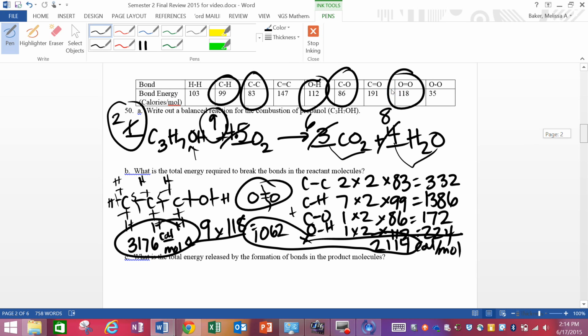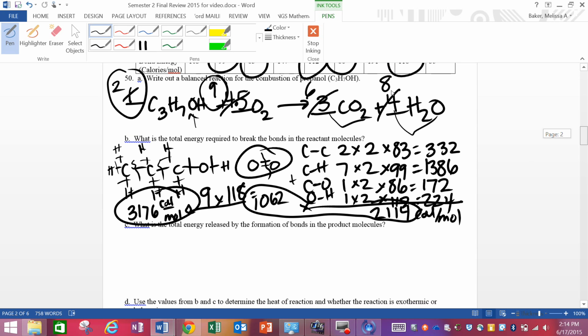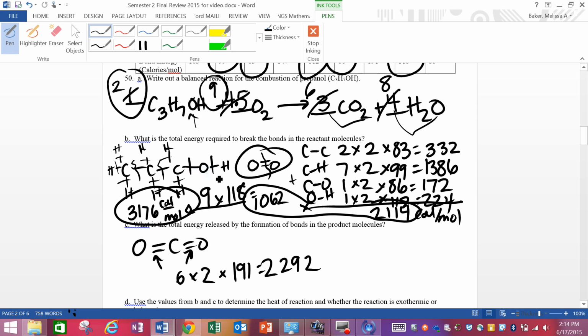Now let's think about all the energy we're going to get back when we form these new molecules. We are forming 6 carbon dioxide molecules. Each one has 2 C double bonded to an O's in it. So we got to do the 6 of them times 2 C double bonded to an O's per molecule times the 191 that it takes. That comes out to be 2292.